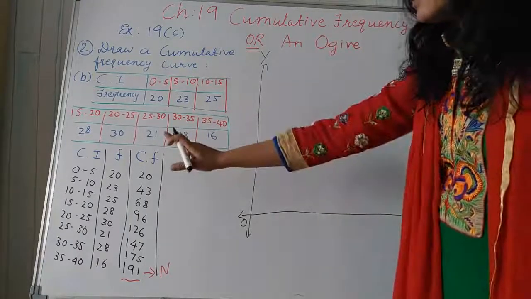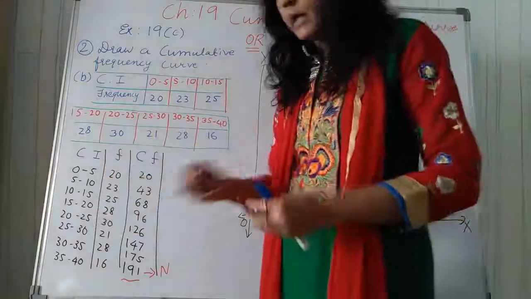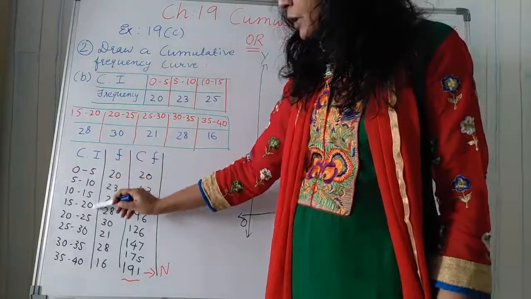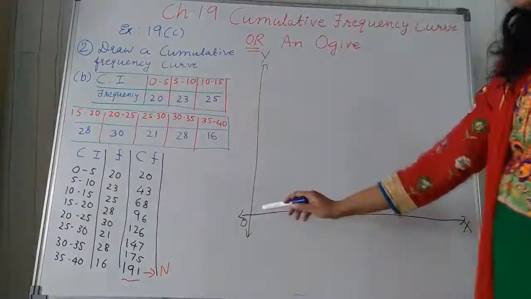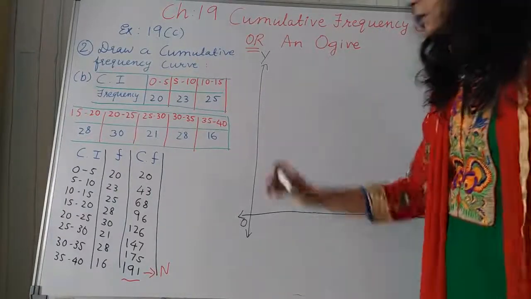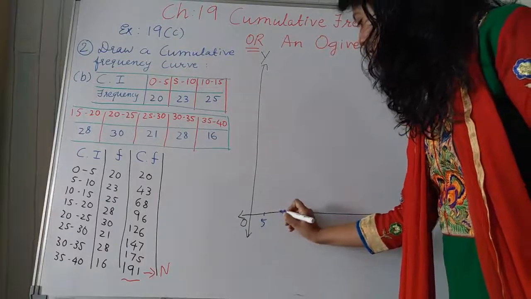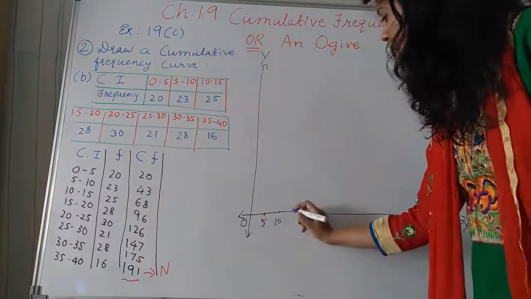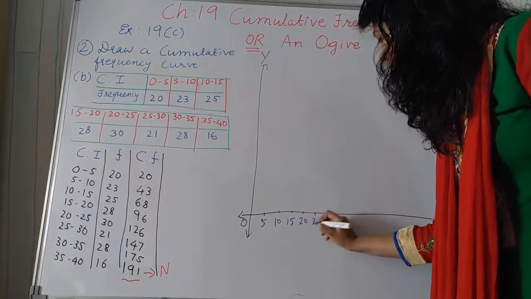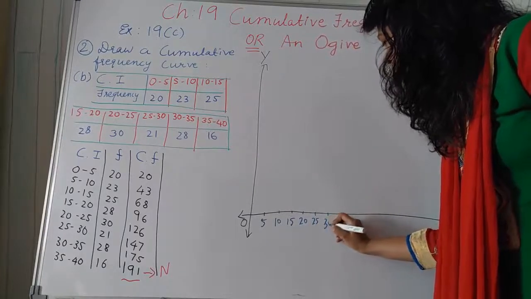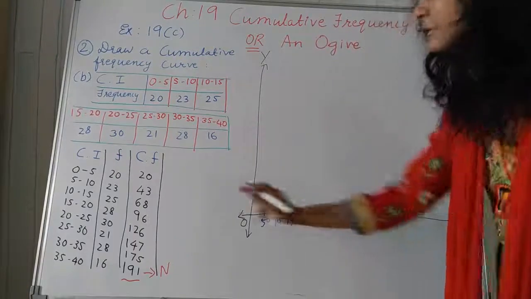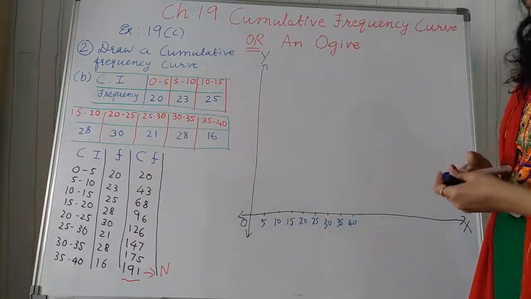So students, here we have to see only the upper limits of our class intervals, which are 5, 10, 15, 20, 25, 30, 35 and 40, which we will take on the x-axis. So starting with 5, 10 with 1 centimeter gap, we will write 15, 20, 25, 30, 35, 40. You check, the last one is 40. So we stop here, correct?